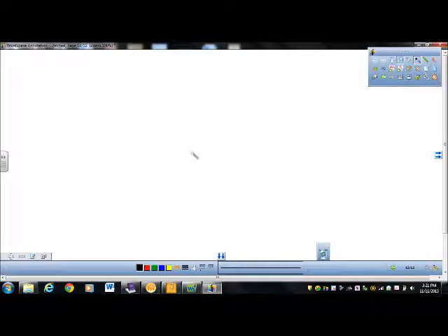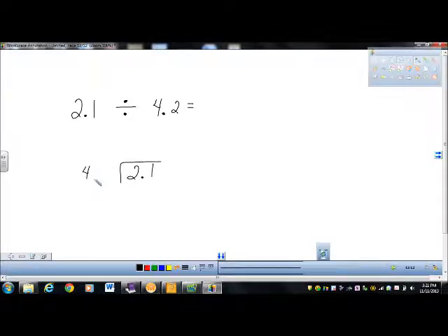Okay, moving on. We are going to go ahead and divide decimals. So I have 2.1 divided by 4.2. So I need to do 2.1, we write it the way we say it, divided by 4.2. Now, we cannot have a decimal outside the house. So we need to move him. So we move him all the way over here to get rid of him, okay?